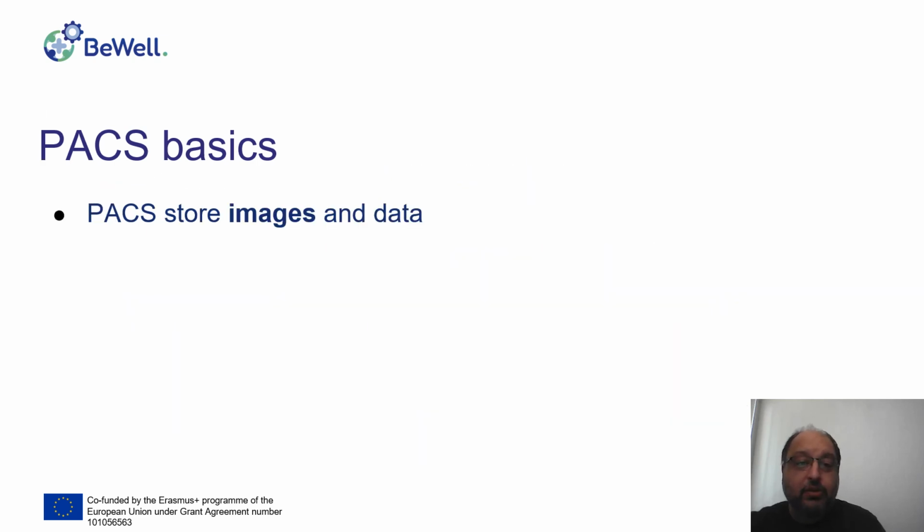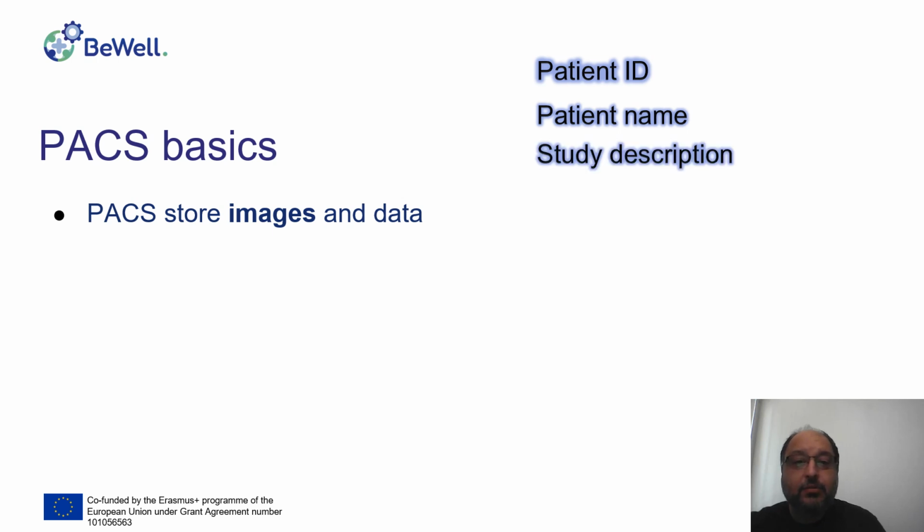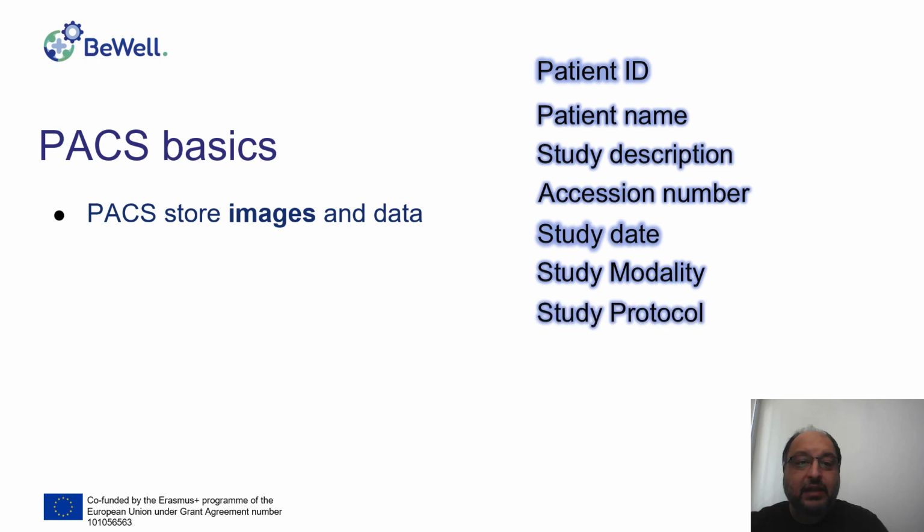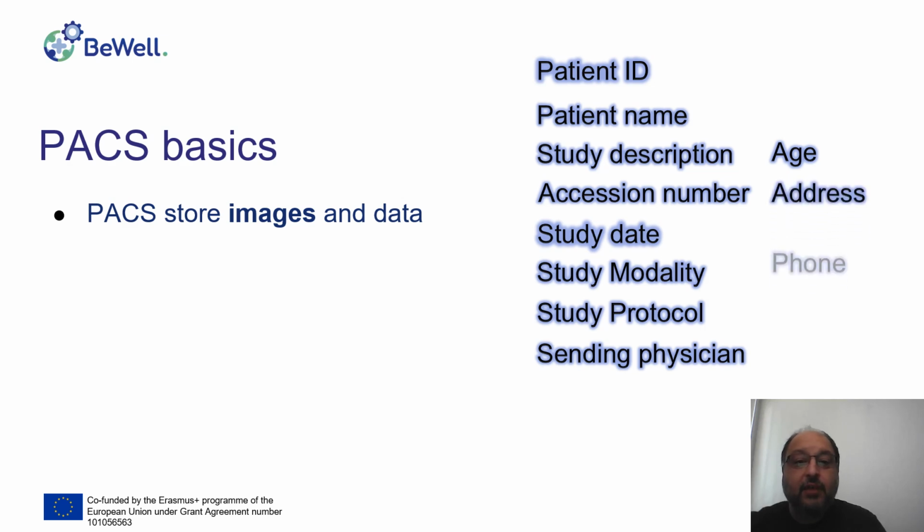The PACS store images and data, for example, such data as patient ID, patient name, study description, the accession number. Accession number is a unique identifier given to each examination. The study date, the study modality, study protocol, the referring physician, age or the birth date, the address, phone number of the patient, and also sometimes of the referring physician. So you see, these are very sensitive data.